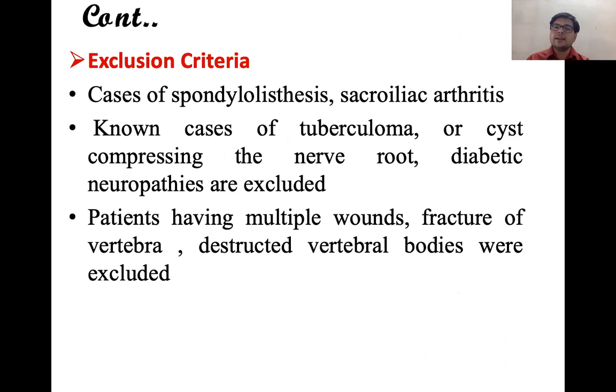And for exclusion criteria, I did not take many chronic diseases, like cases of spondylolisthesis, sacroiliac arthritis, and known cases of tuberculoma or cyst compressing the nerve root. Diabetic neuropathies were also excluded. Patients having multiple wounds, fractures of vertebra, and destructed vertebral bodies were also excluded.